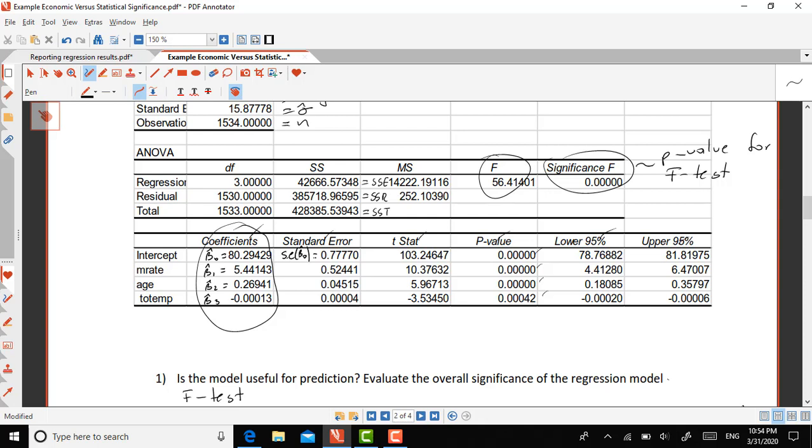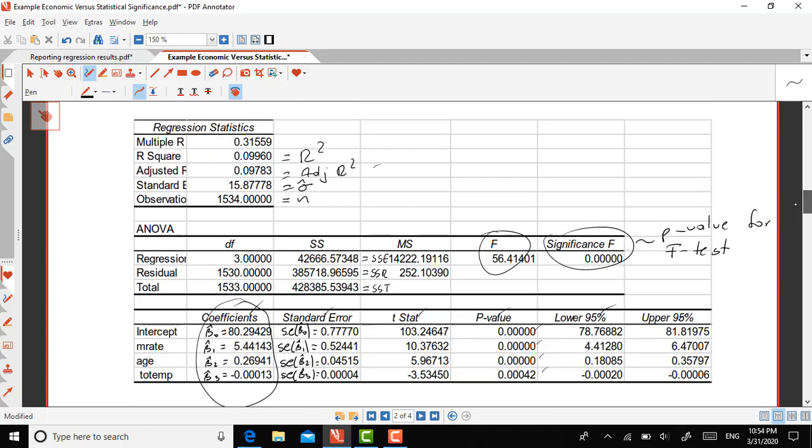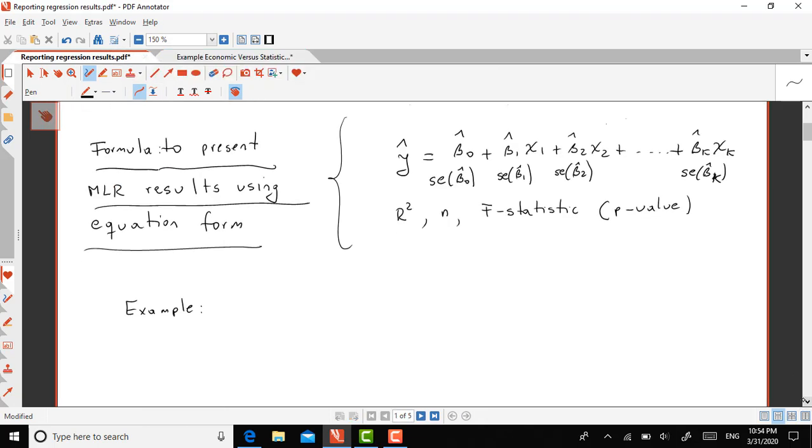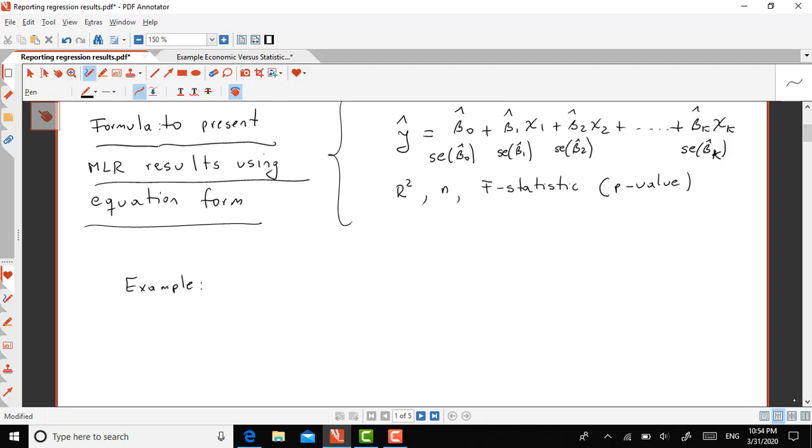So this is the standard error for beta naught, and so on and so forth. I'm going to write them all so that you see where I'm getting those values, because the actual values, the numbers, are the ones that we have to place in our equation. Okay, so that's where we get the information. And of course, remember we said I will also report the R-square, the number of observations, the F statistic, and the p-value.